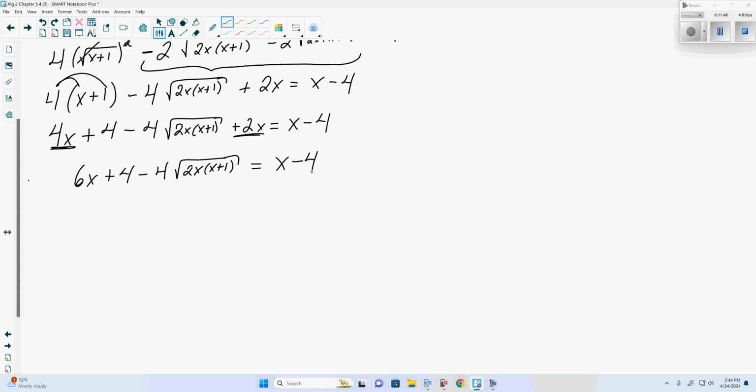Now we do have some like terms, 4x and 2x. 4x plus 2x is 6x. We want to get this thing equal to 0. So that's the first thing we can do. I would go the other way. So instead of minusing x, I would minus.